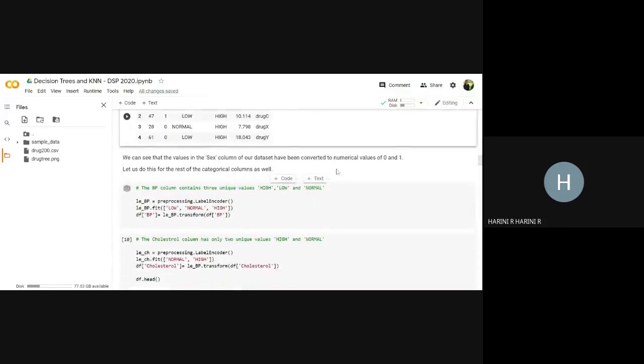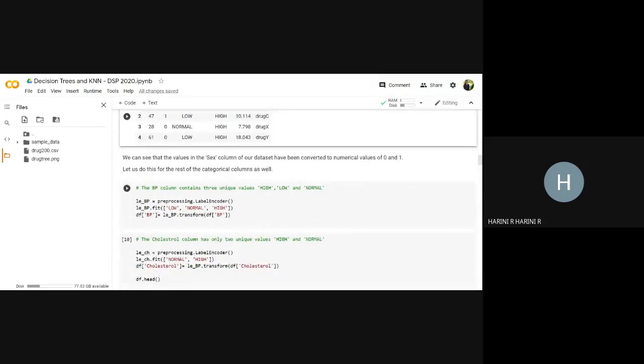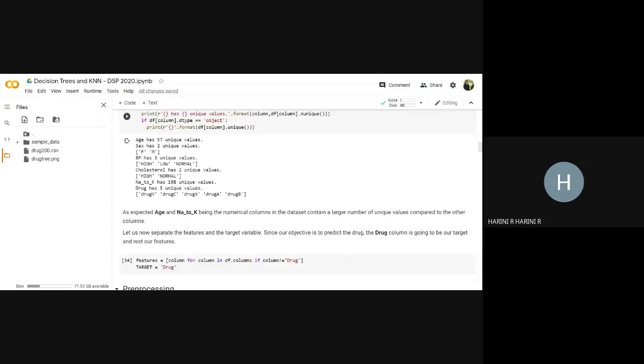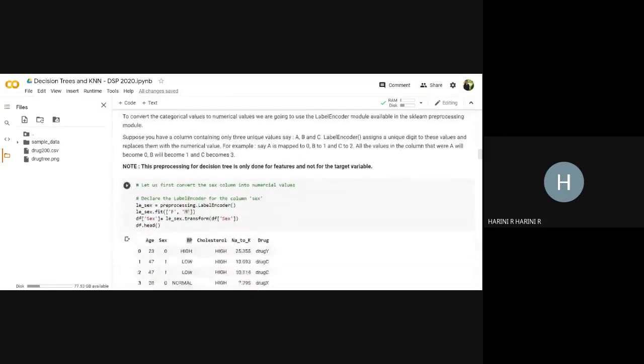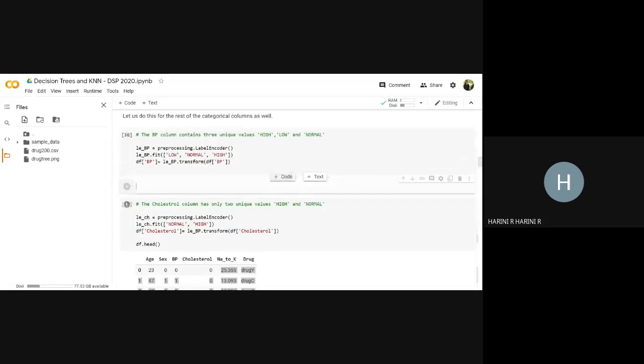Okay, so let's now do the same for the next column, that is the blood pressure BP column. Here we have 3 categories like we saw earlier. It said there are 3 unique values: low, normal, and high. So for low, we are going to substitute it with 0. For normal, we are going to put it as 1, and for high, we'll put it as 2. So let's run this.